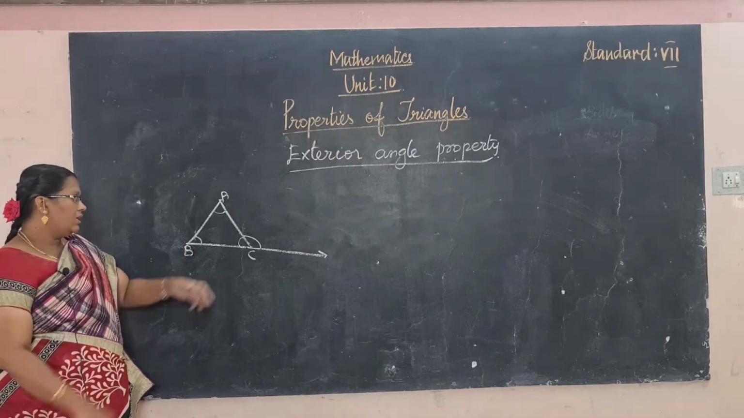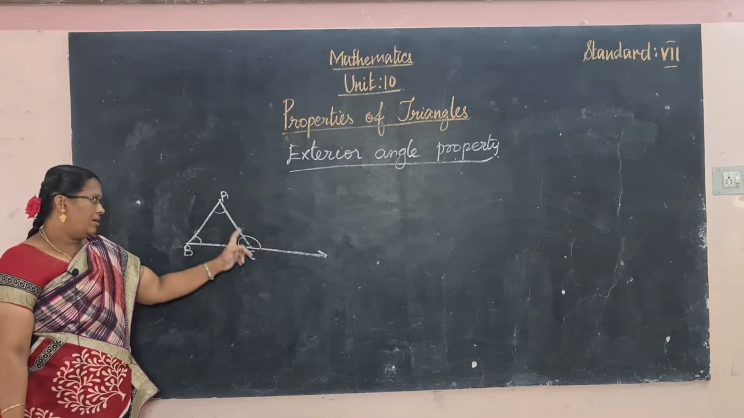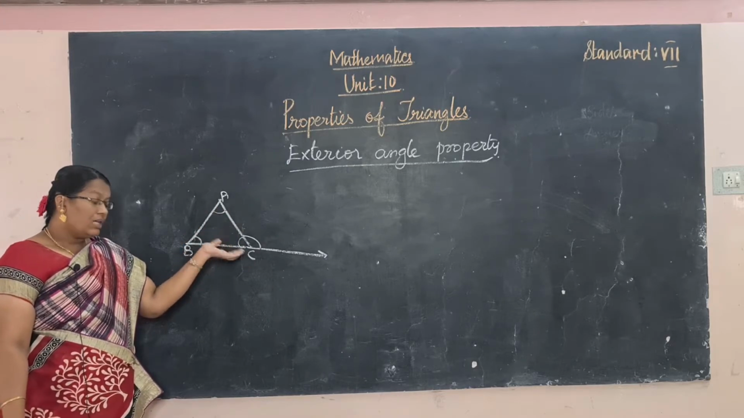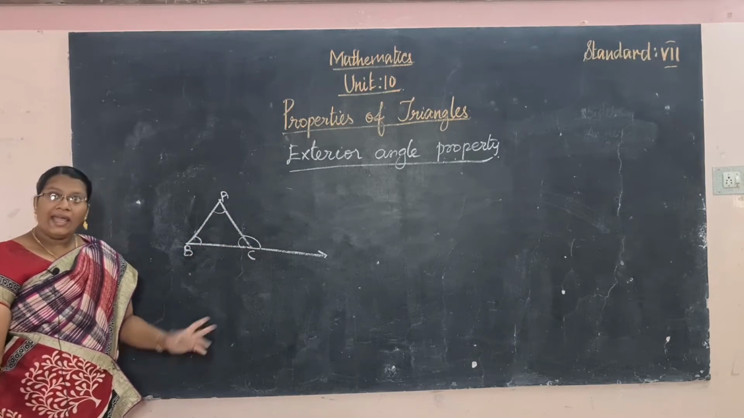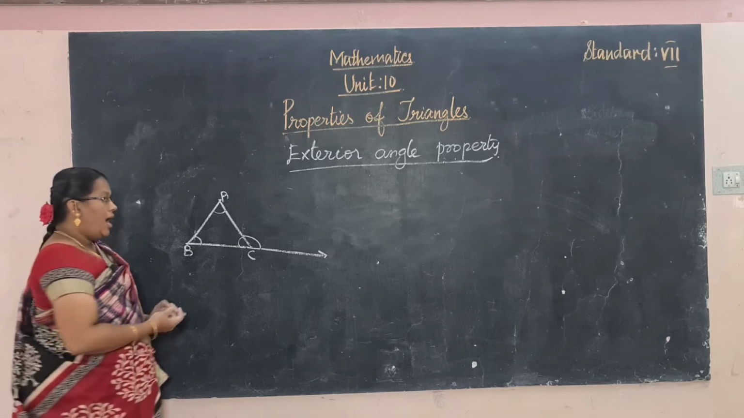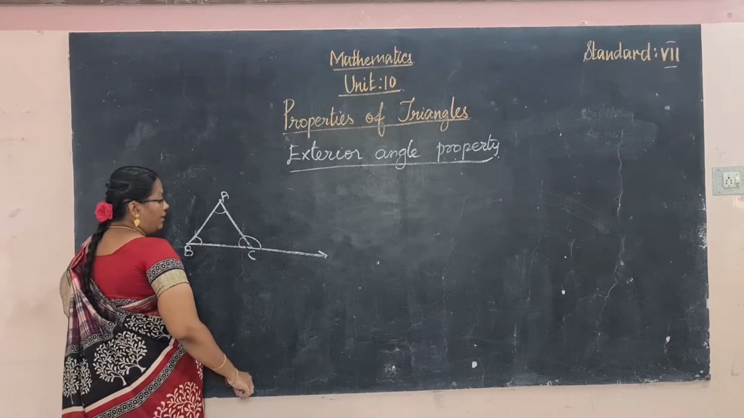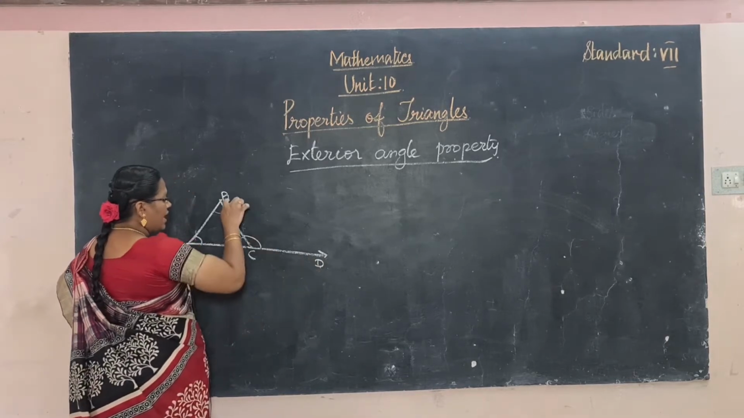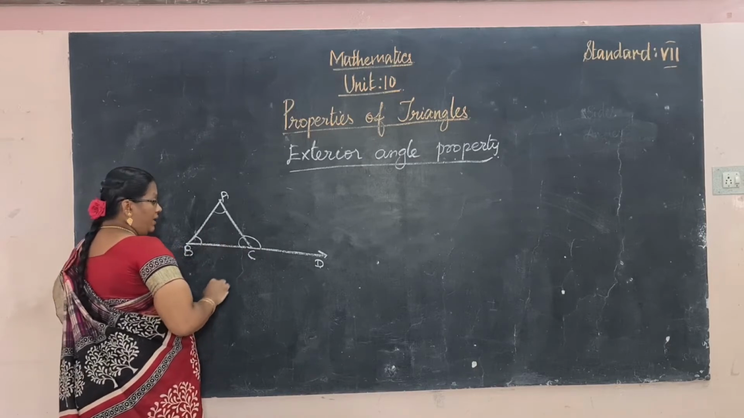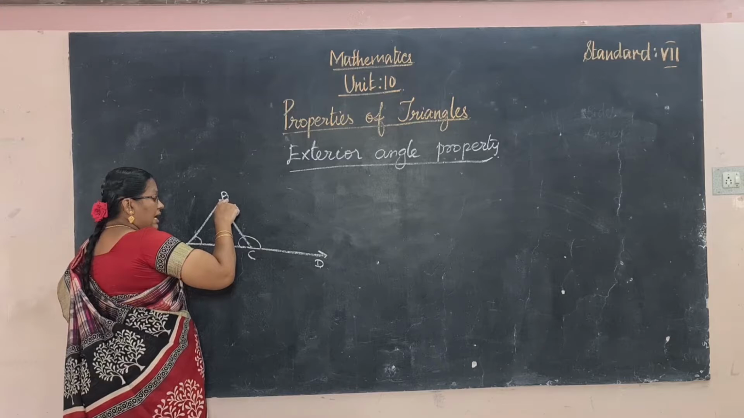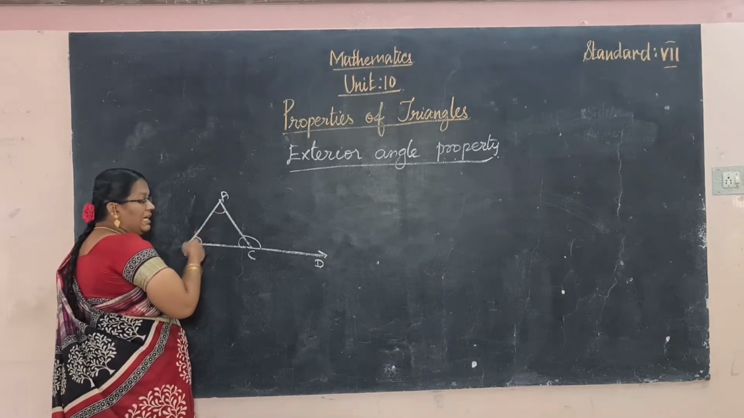The angles inside the triangle are called the interior angles, and the angles that lie outside of the triangle are called the exterior angles. Here, angle ACD is called the exterior angle.